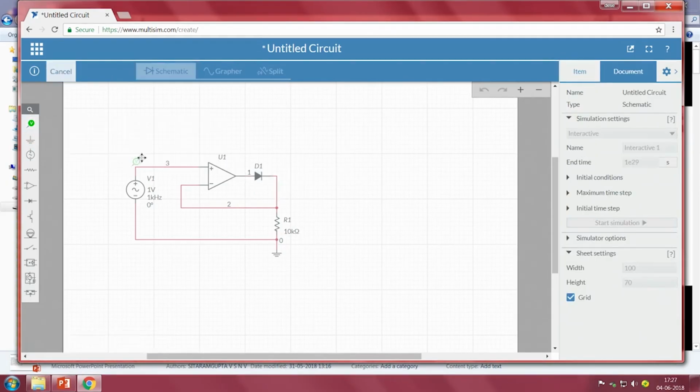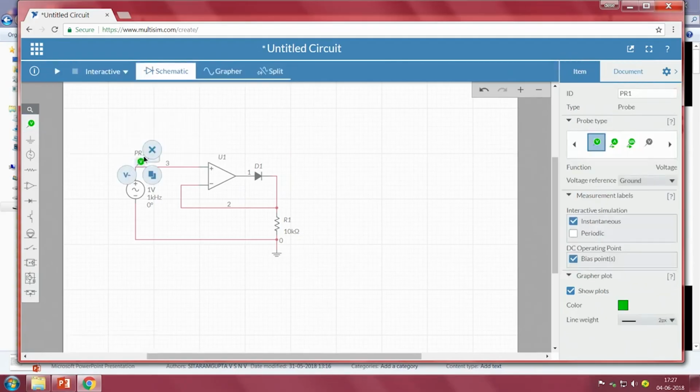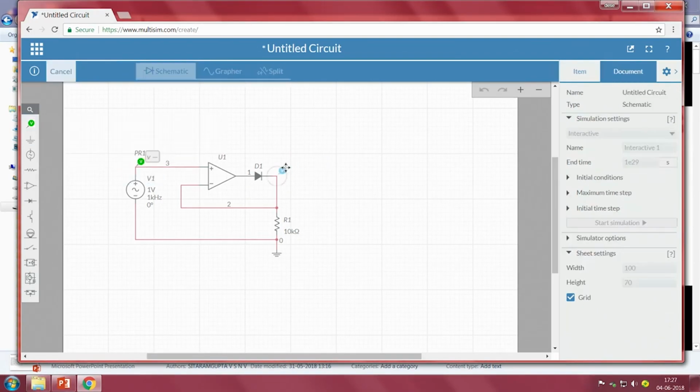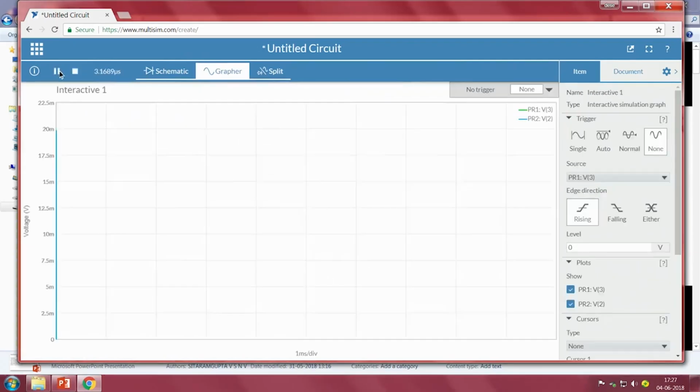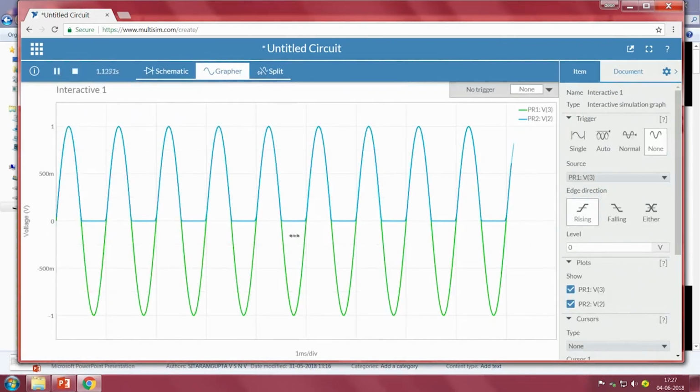Then to visualize both input and output, I am connecting green. Green represents our input signal, and the other one, blue, represents our output voltage. Now, when we go to the grapher and run the circuit, the green is nothing but our input and blue is nothing but our output. The green is a complete wave with a peak to peak of 2 volts, whereas on the output, it is only allowing the positive peaks to flow, and the negative peaks are completely removed.